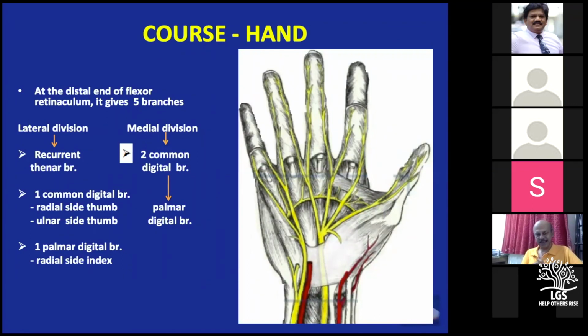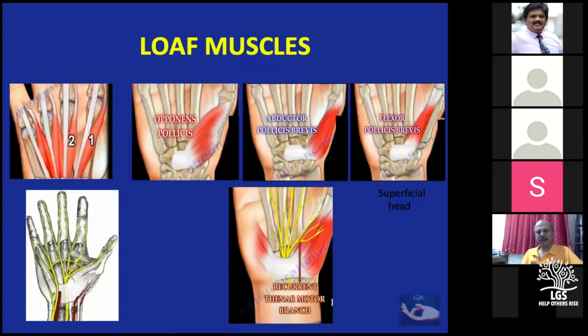Once it enters the hand, it gives off the recurrent branch, and then it gives off the lateral and medial division. The lateral division may give off the recurrent branch, and then we have the sensory branches to the thumb, index, mid, and the radial aspect of the ring finger. It also supplies the muscles commonly known as the LOAF muscles: the first and second lumbricals, which are usually unipennate, then the opponens pollicis, the abductor pollicis brevis, and then the flexor pollicis brevis, which has 2 heads, the superficial head and the deep head. The deep head may be supplied by the ulnar nerve.